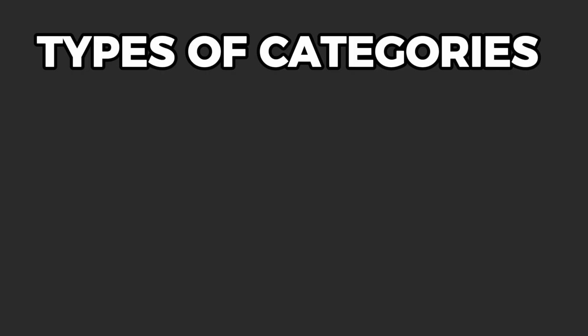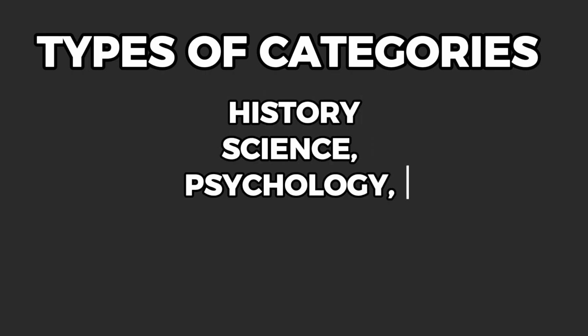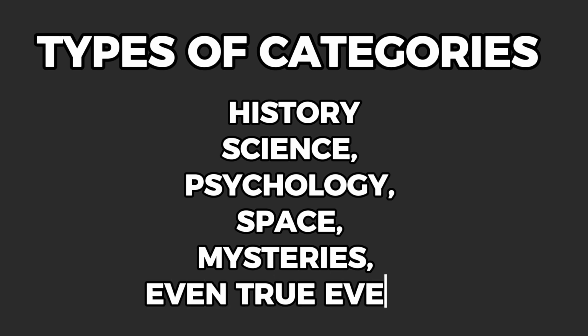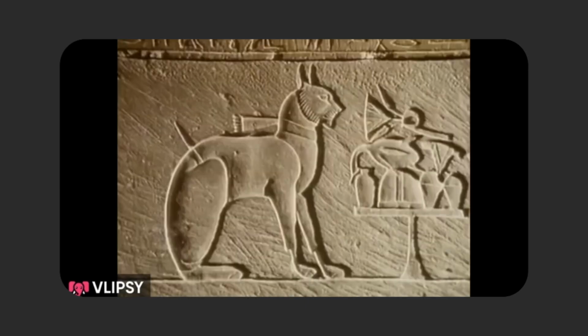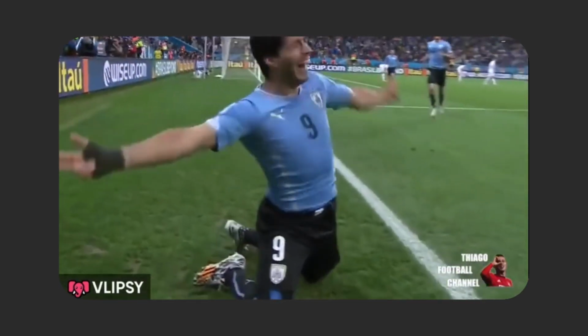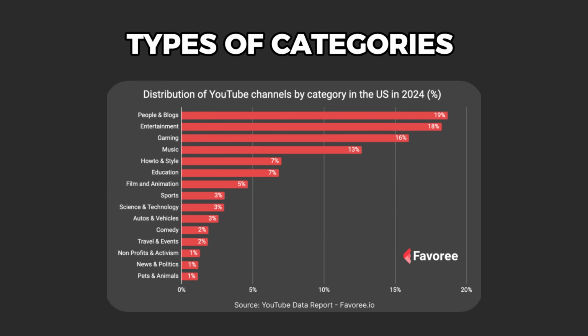Step 1. Decide the topic and plan the video. Every video starts with the idea. Your topic is the hook that pulls people in. With documentary-style videos, you want to focus on areas where curiosity drives clicks. Think about categories like history, science, psychology, space, mysteries, or even true events. Pick one lane and build around it. YouTube favors consistent niches, so don't jump from ancient Egypt one week to football highlights the next. If you want your channel to grow, stay in a category so the algorithm knows who to recommend you to.